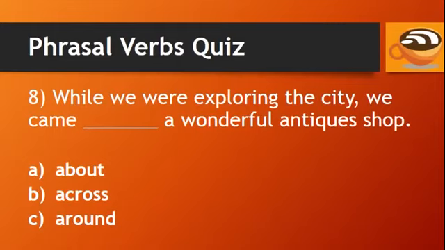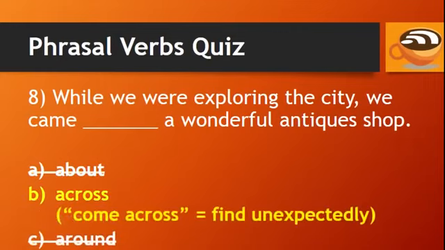Number 8. While we were exploring the city, we came a wonderful antiques shop. The correct answer is across. The phrasal verb come across means to find something unexpectedly.